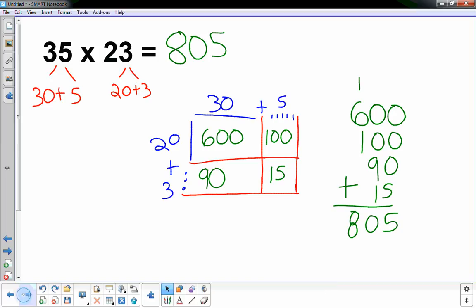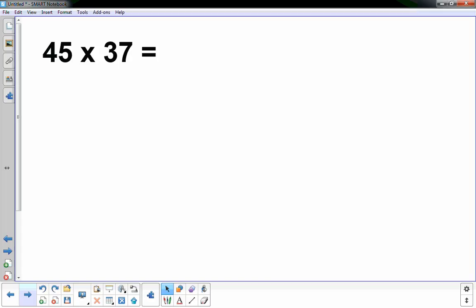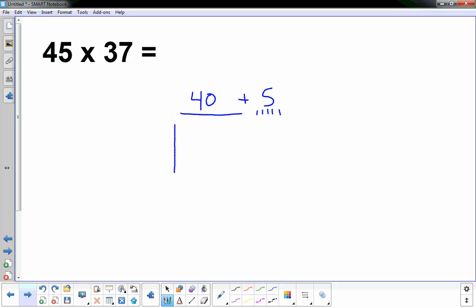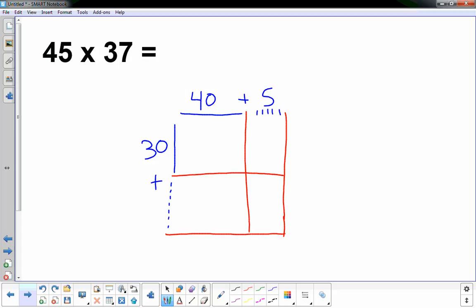I think we'll do 2 more. 45 times 37. All right. 40 plus 5. And the other dimension is 30 plus 7. Make my dimensions of a rectangle that I'm going to find the area of. That's why it's called the area model. And here we go. Oops, I forgot my 7, didn't I? Should probably put that there.